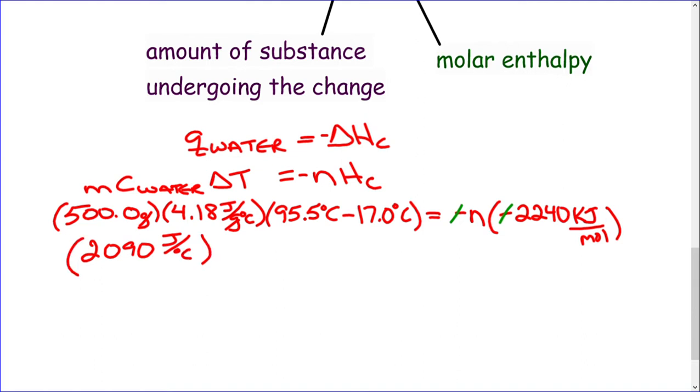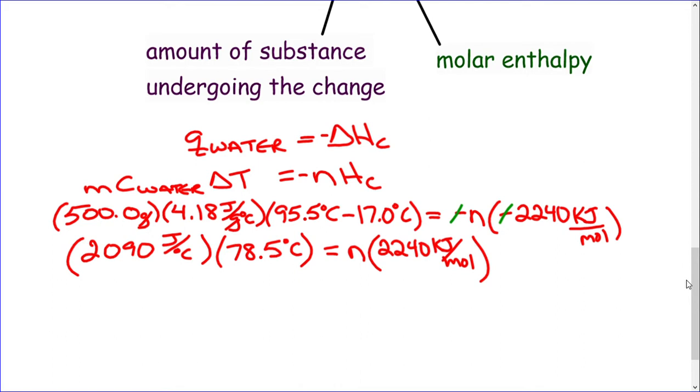That's going to get multiplied by the 95.5 minus the 17. So that gives me 78.5 degrees Celsius equals, and then I have N, what I'm trying to solve for, multiplied by the 2,240 kilojoules per mole. So my next part now is to multiply my other two terms together.